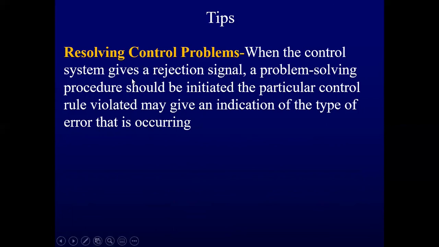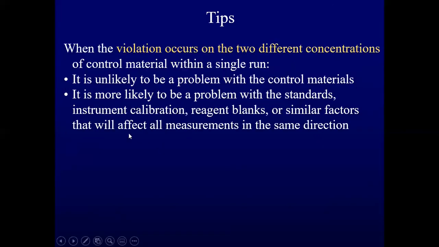Resolving control problems: when the control system gives a rejection signal, a problem solving procedure should be initiated. The particular control rule violated may give an indication of the type of error that is occurring. When the violation occurs on two different concentrations of control material within a single run, it is unlikely to be a problem with the control material, because the two different concentrations of control materials are out of control. It is more likely to be a problem with the standards, that is calibration and reagent blanks or similar factors that will affect all measurements in the same direction.